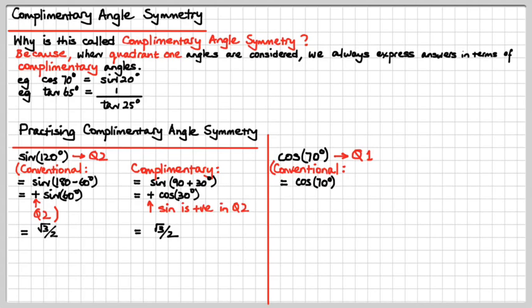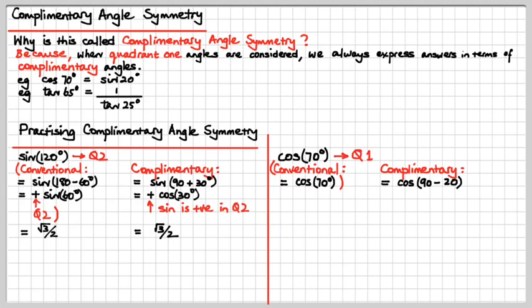Righto, cos of 70, quadrant 1. Conventional, well, it's just cos 70, whatever cos 70 is. Complementary, you'd say, okay, that's going to be cos of 90 minus 20, and there you think of it as a 90 minus because it's quadrant 1.